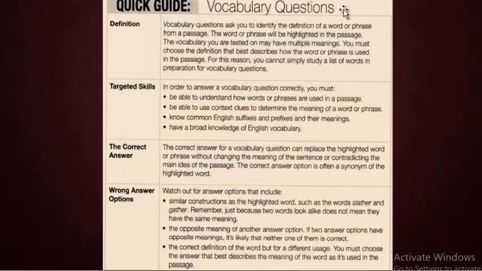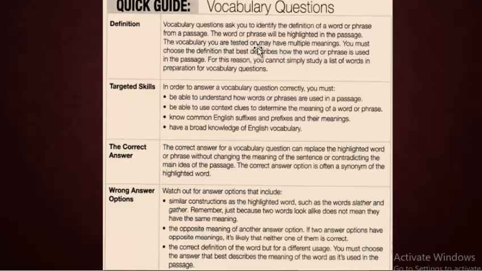Quick guide, vocabulary questions. Definition. Vocabulary questions ask you to identify the definition of a word or phrase from a passage. The word or phrase will be highlighted in the passage. How do you find it? Don't worry, it is already highlighted for you.